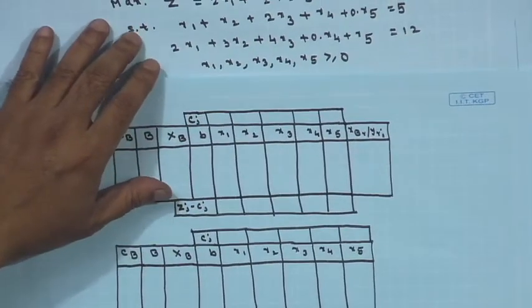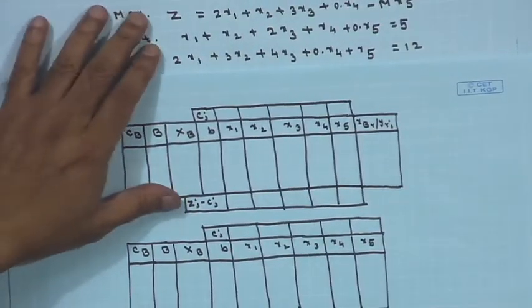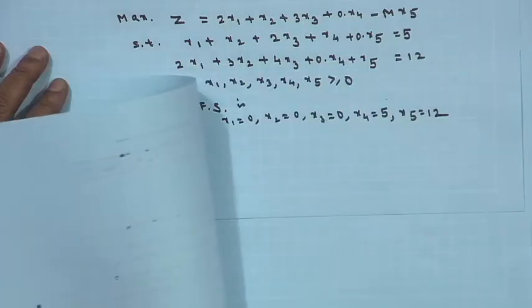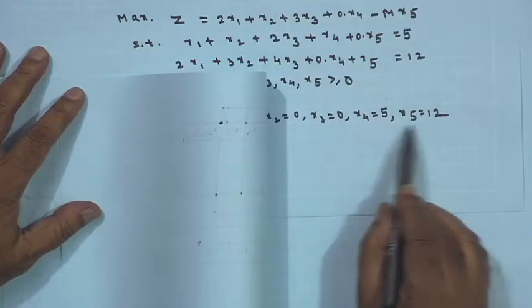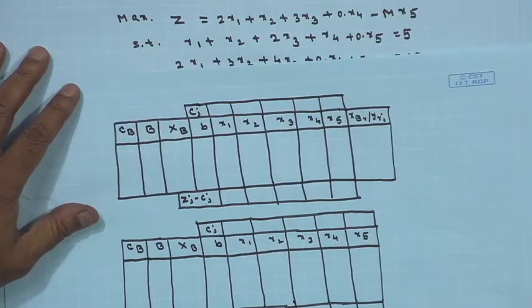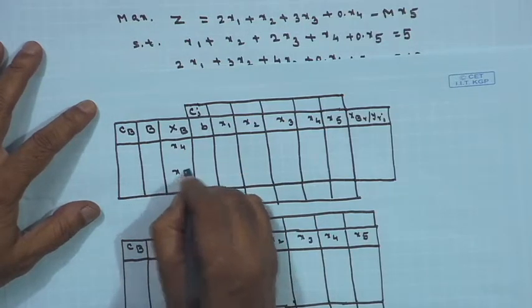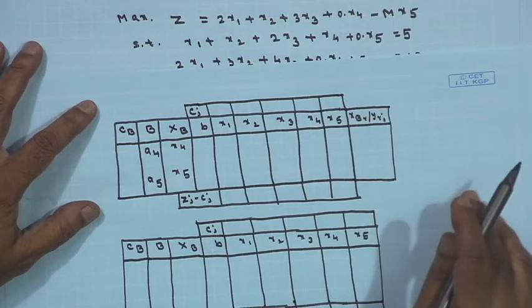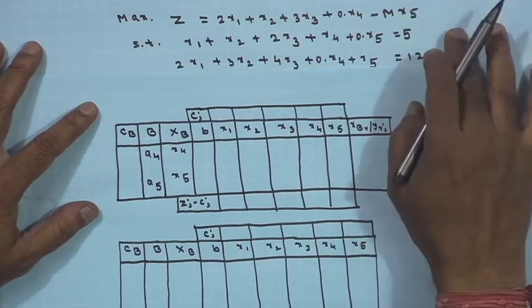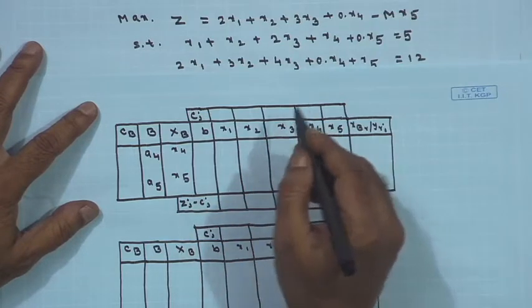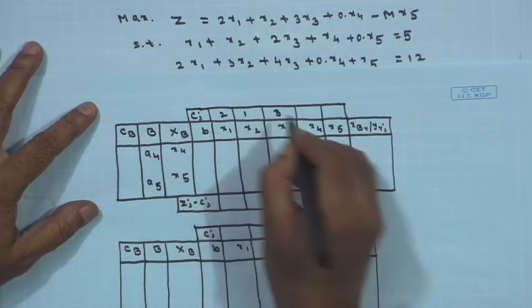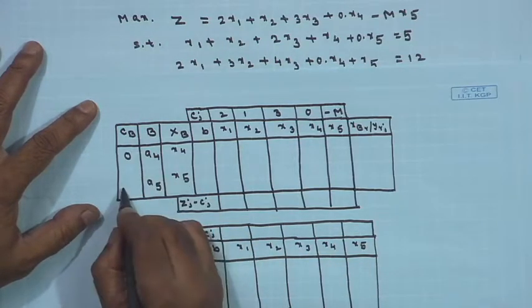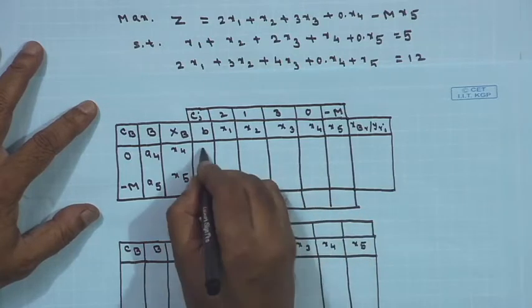So, let us see this one. Yeah, now it is visible. From here, in the basis the two variables x4 and x5 will enter. So I am writing here xB as x4 and x5, that is a4 and a5. The cj values are the coefficients of the variables x1, x2, x3, x4, x5 in the objective function, so they will be 2, 1, 3, 0 and minus M. The cB value corresponding to a4, a5 is 0 and minus M. Your b values are 5 and 12.